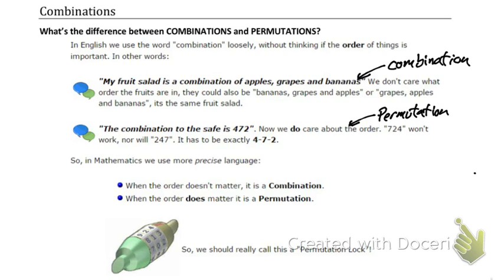So a correct statement there would be you have the permutation to the safe is 472, because in permutations order matters. So in precise mathematical language, when order doesn't matter, we're going to call it combination. When order does matter, it is called permutation, which is why on the bottom it says we should call every lock a permutation lock because order definitely matters. If it was actually a combination lock, it wouldn't matter which order you did the 4, 7, 2, but it definitely does when you're doing your locks.